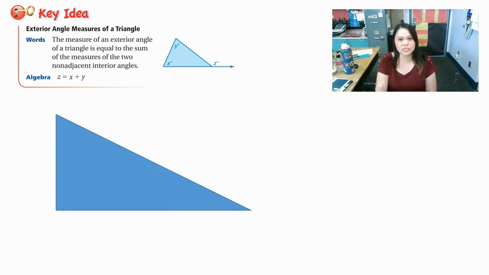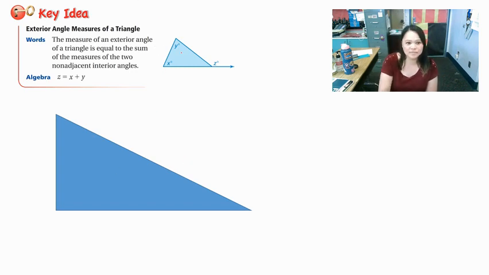Now that we got a chance to do an exploration on understanding exterior angle measures, we're just going to do a quick recap. So the measure of an exterior angle of a triangle is always going to be equal to the sum of the measures of the two non-adjacent interior angles. Now there are different definitions out there, but this is our textbook definition.